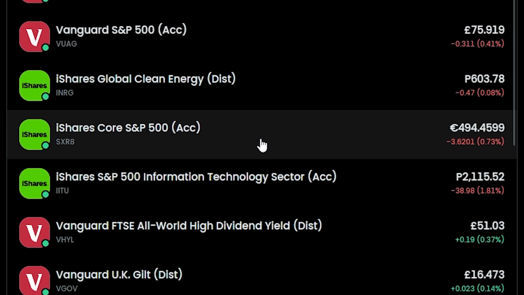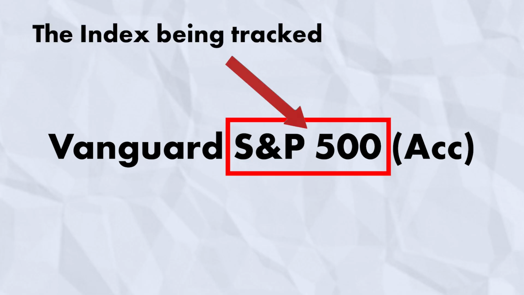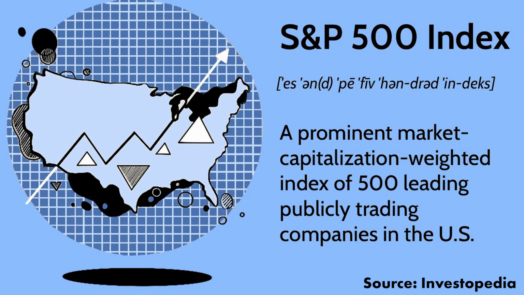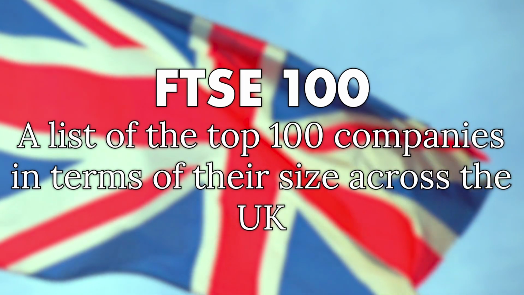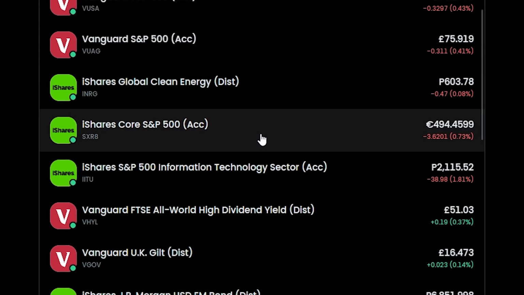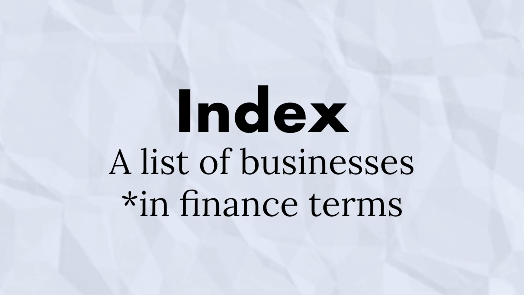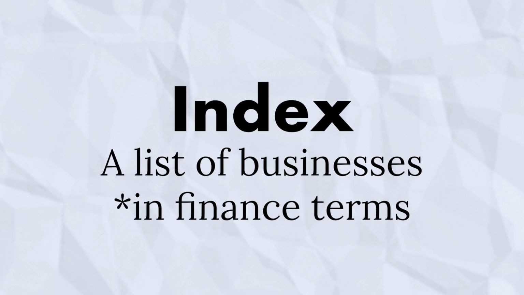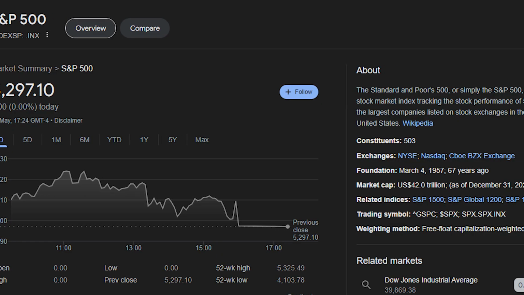Now, here's where we get onto the interesting bit, which is the index. After the provider's name, you'll be given information on which index the fund is tracking and investing into. Some of the biggest indexes include the S&P 500, which is a list of the top 500 companies in the US, and the FTSE 100, which is the top 100 companies in the UK. But there are thousands of indexes, some with huge differences and others with very small differences. Just think of the index as the list of companies that the fund is tracking. If you're wondering what the index is tracking, then you can Google the name that's listed here on the fund and you'll get all the information you need about it.